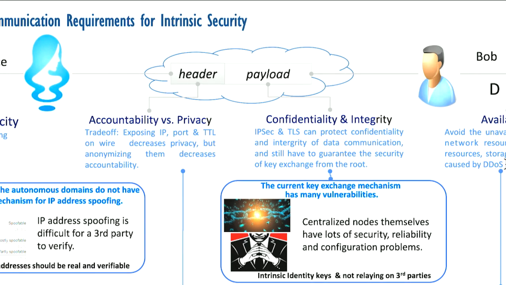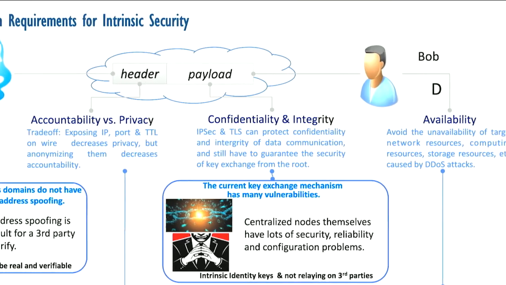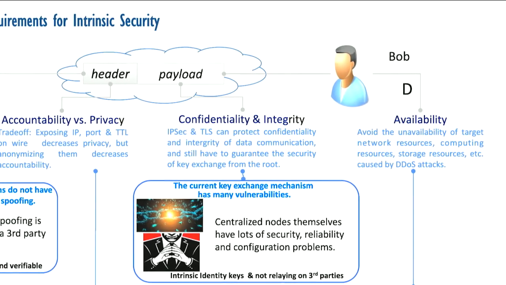For confidentiality and integrity, they say the current key exchange mechanism has many vulnerabilities. What they described as intrinsic identity keys would be used, not relying on third parties, but there's no notion of how they pull that off.